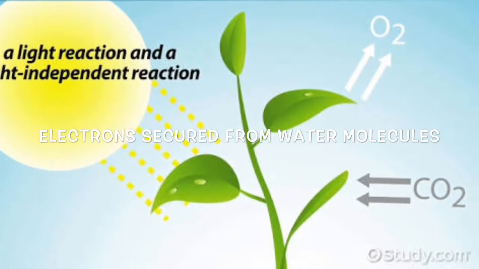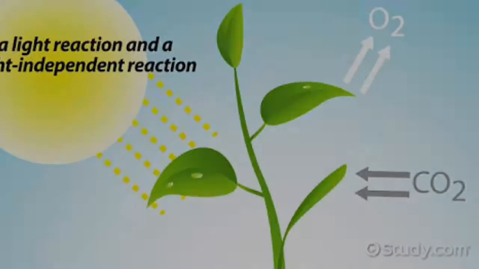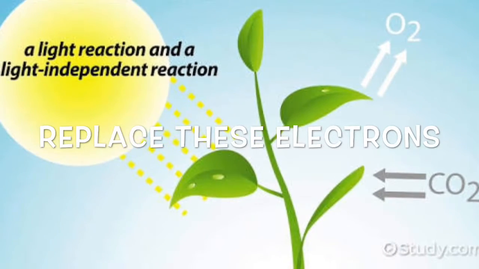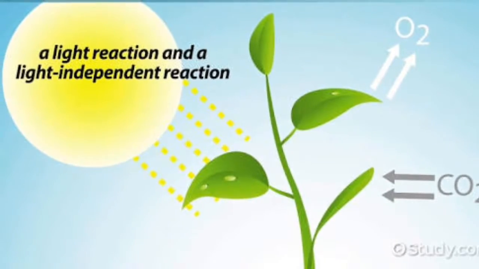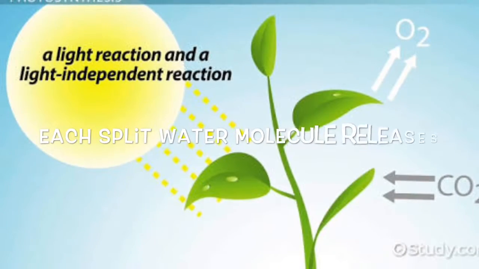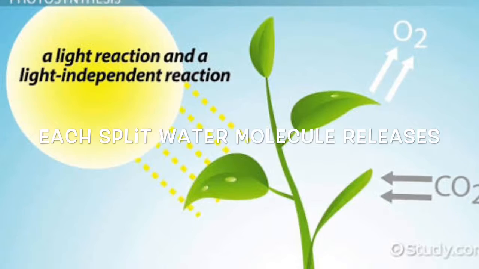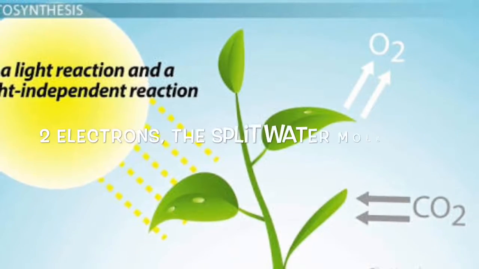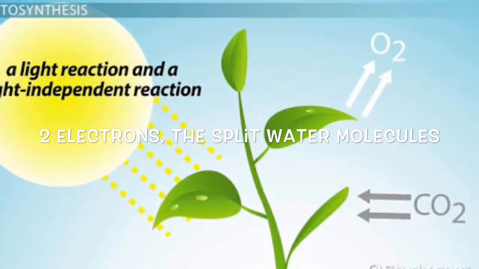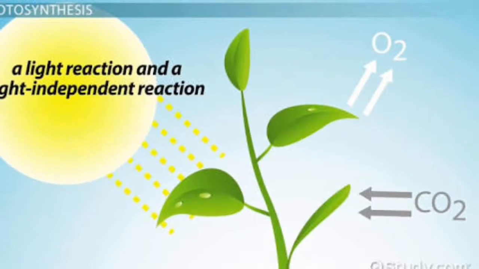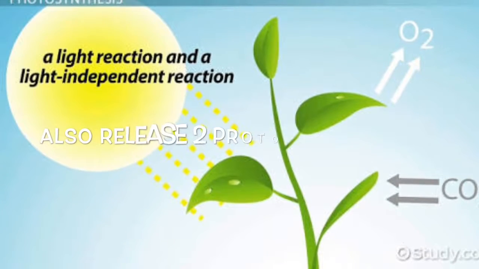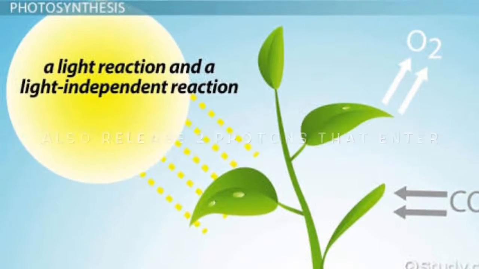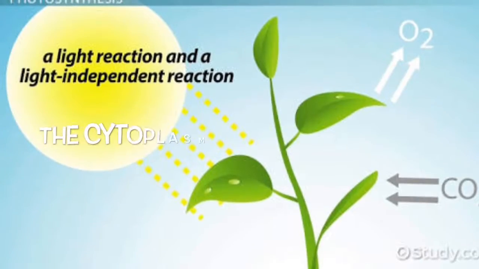Electrons secured from water molecules replace these electrons. Each split water molecule releases two electrons. The split water molecules also release two protons that enter the cytoplasm near the thylakoid.